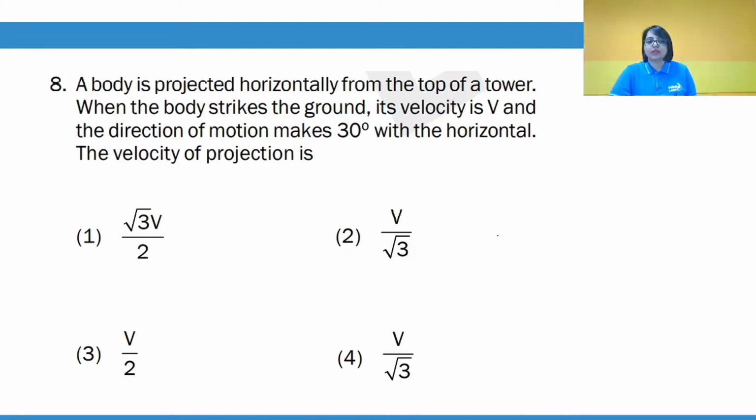So the final velocity when it strikes the ground is v, and its direction of motion is 30 degree with the horizontal. So we know that for a projectile motion, the horizontal component of the velocity will remain constant. So basically, v cos 30 degree, which is v root 3 by 2, will be your correct answer.